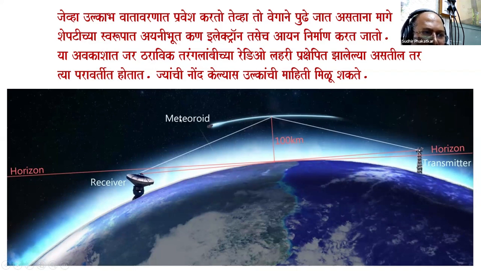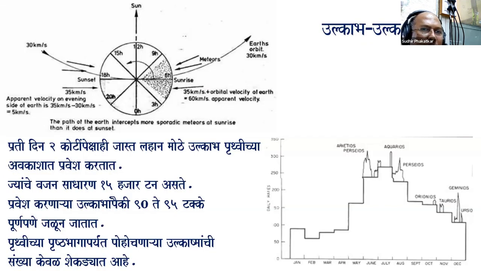See, the meteorite is entering the Earth's atmosphere, and there is one transmitter which transmits in a lower frequency band, and some few hundred kilometers away is the receiving antenna. And if that meteorite is entering the atmosphere, those radio waves get reflected, and in the receiver, that reflection gets recorded. So this is the technique, and it is a very modern technique which has been developed.